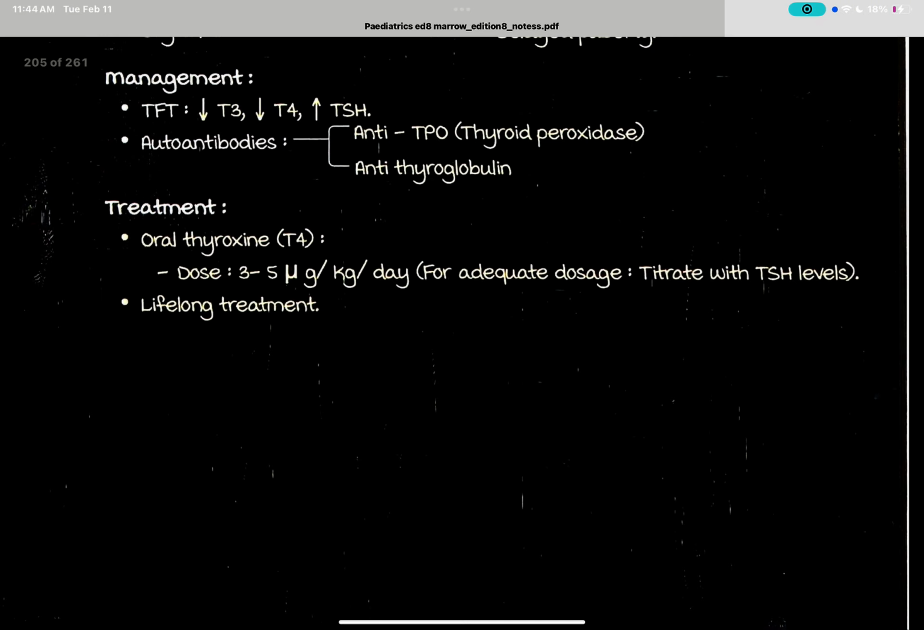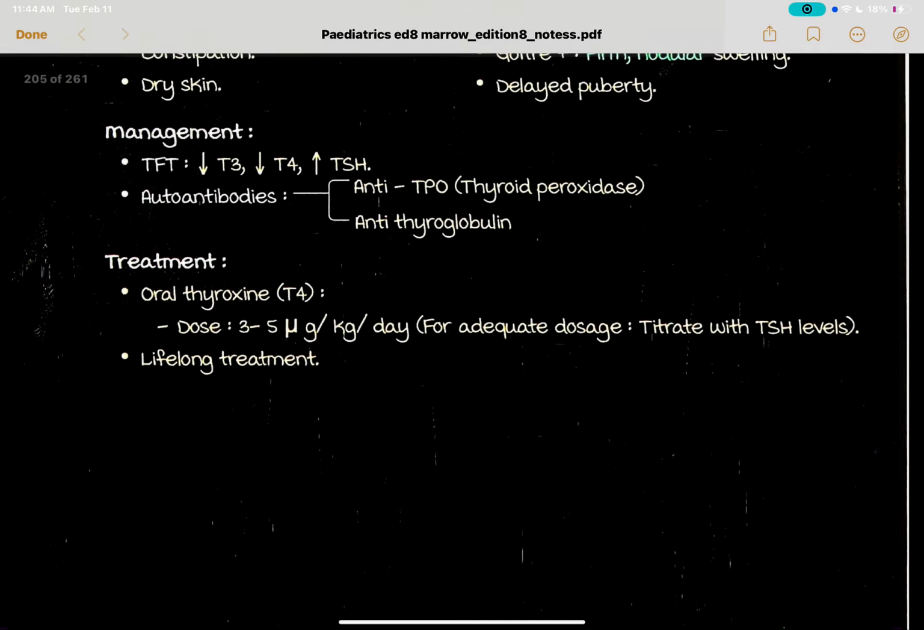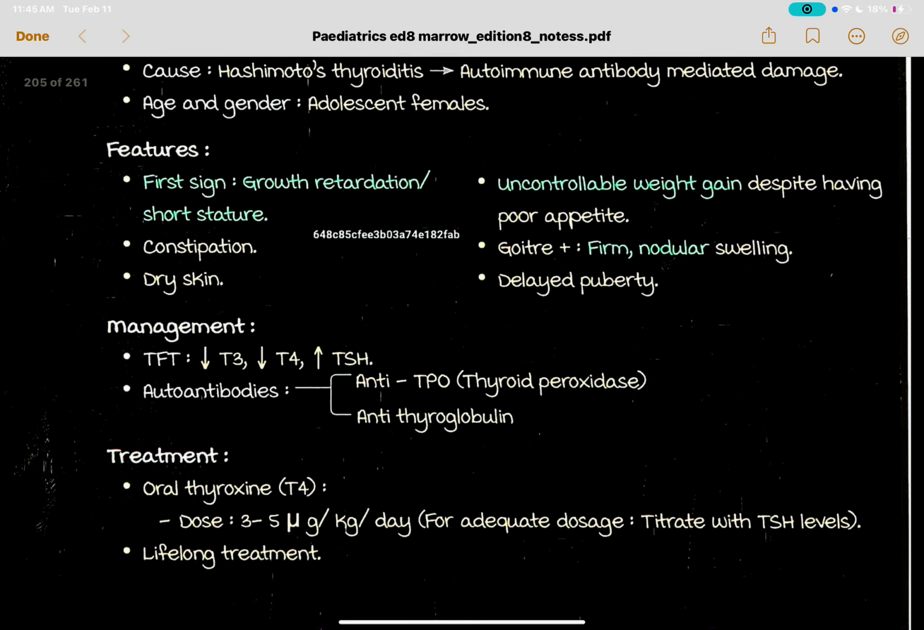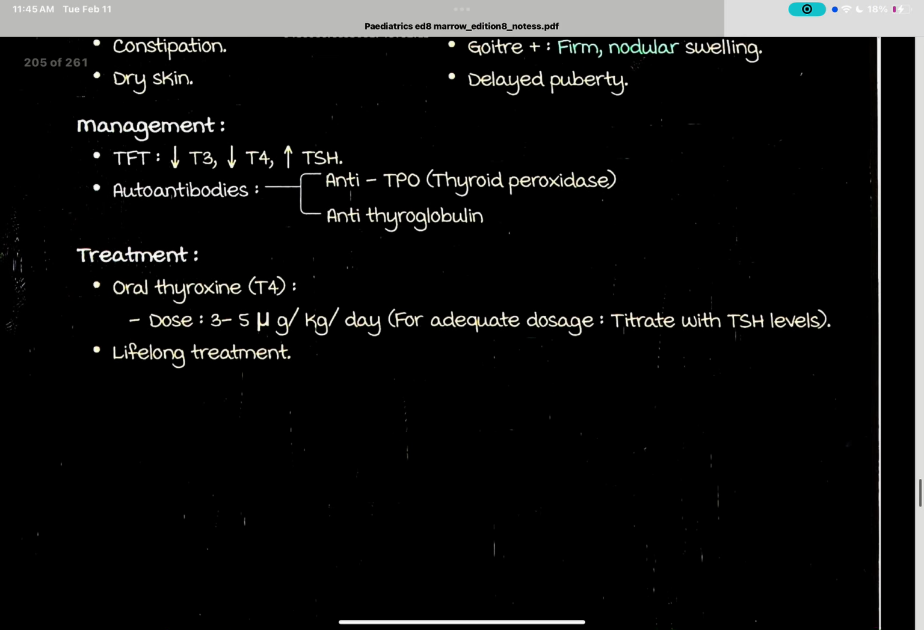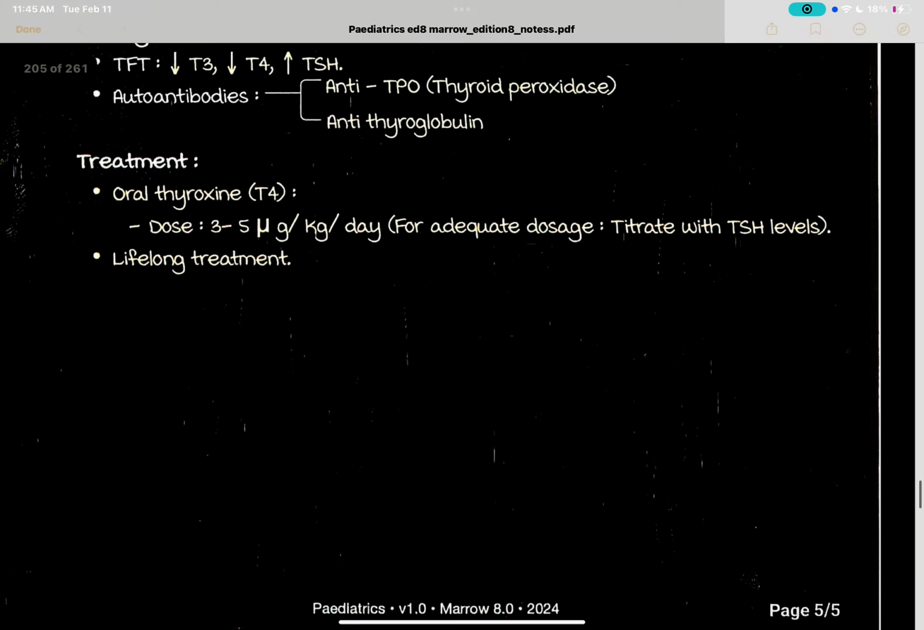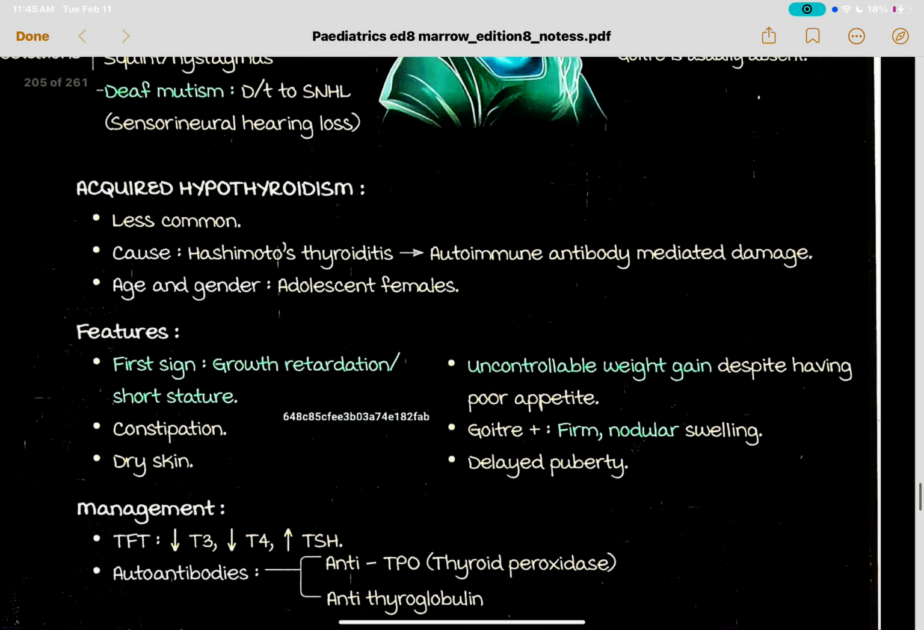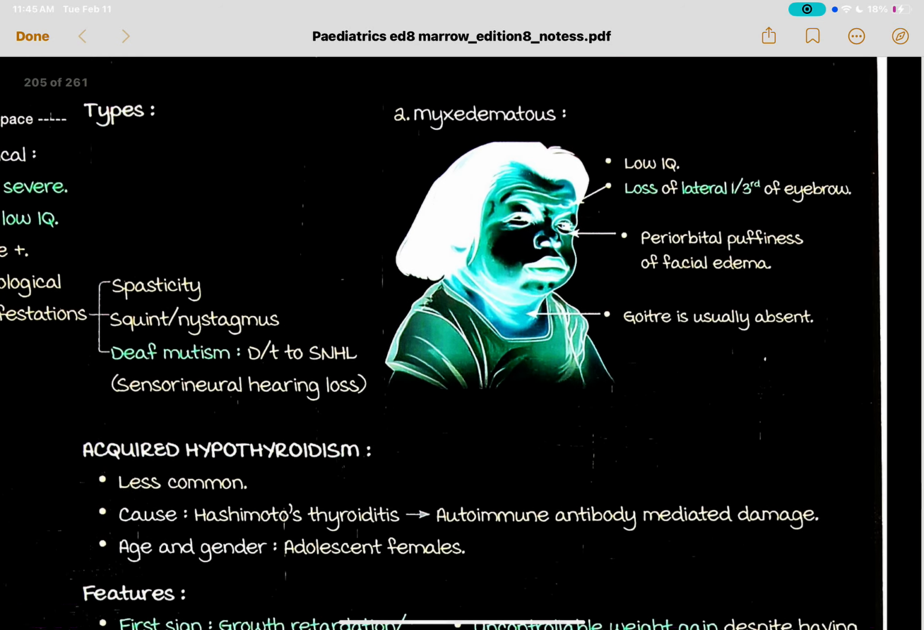Management: thyroid function test shows decreased T3, decreased T4, and increased TSH. Autoantibodies: anti-thyroid peroxidase and anti-thyroglobulin. Treatment: oral thyroxine T4, 3 to 4 microgram per kg per day for adequate dose, titrate with TSH levels, and requires lifelong treatment.